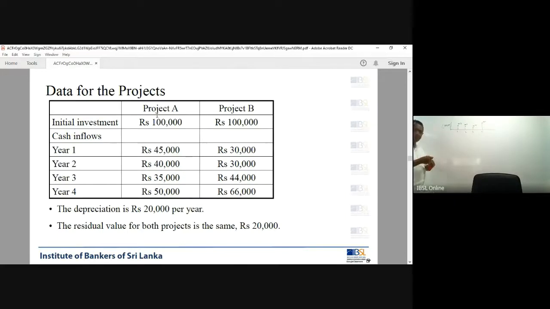So when we write the cash flows, you write 100, you invest. First year, you get 45,000, so you have recovered 45,000 cash. So you have 55,000 to go. This plus this, so it is minus 55,000.